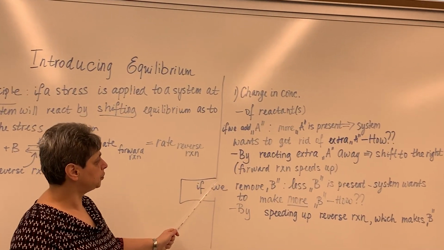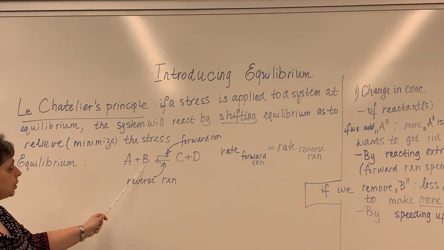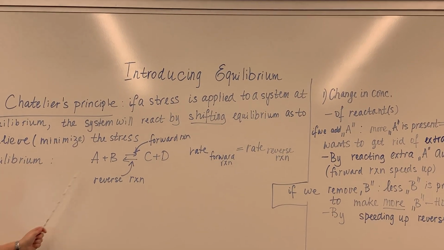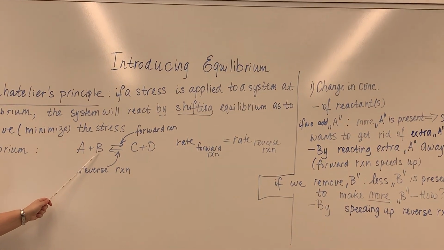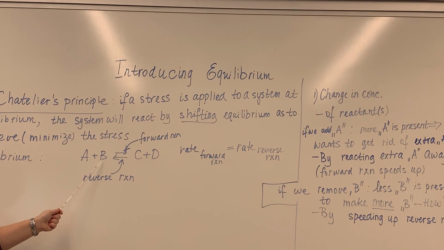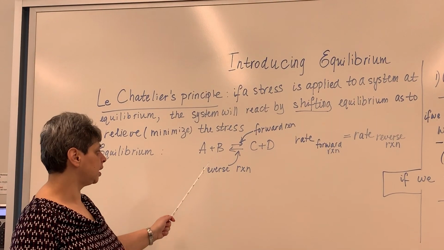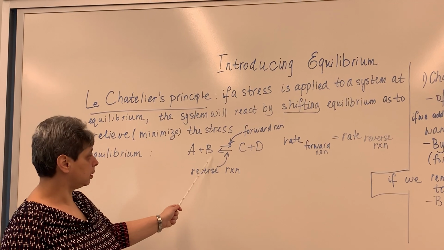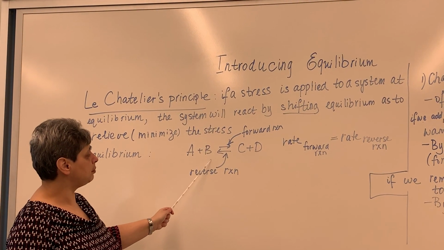What if we were to, say, remove reactant B? So the second reactant here is B. Let's say I had a way to remove B from the reaction mixture, say by adding something that would convert B into a different substance. So I would basically be decreasing concentration of B. How can the system minimize the stress? Well, if I take B away, the system will want to make more B, right? You're taking it away, so the system wants to compensate for that by making more B.